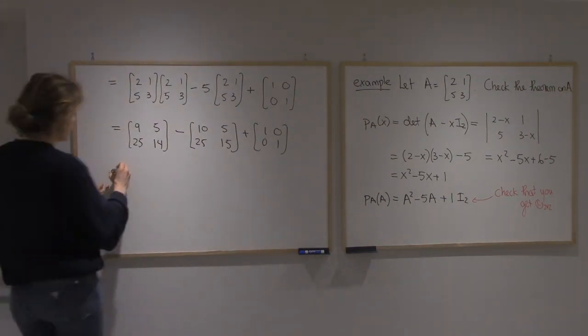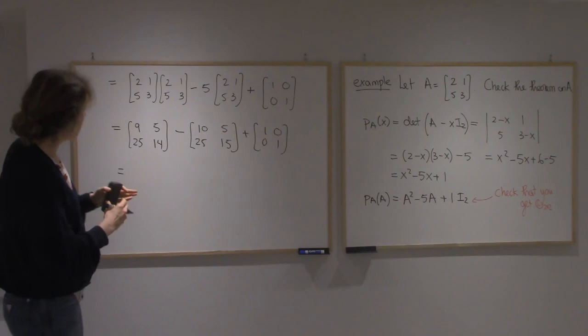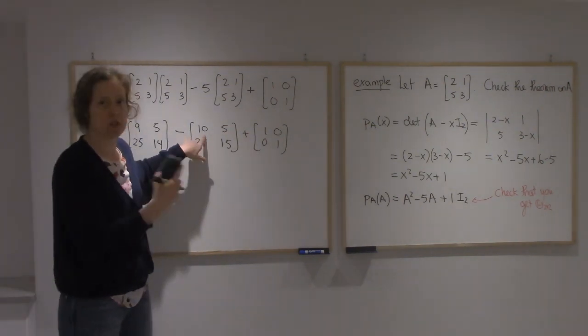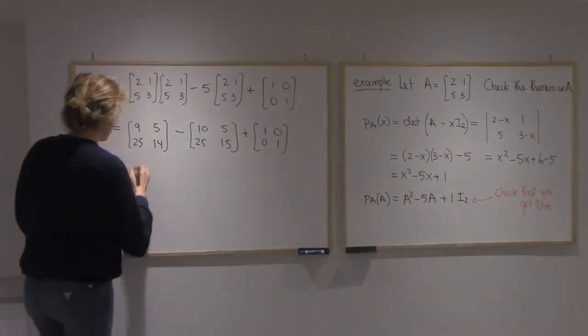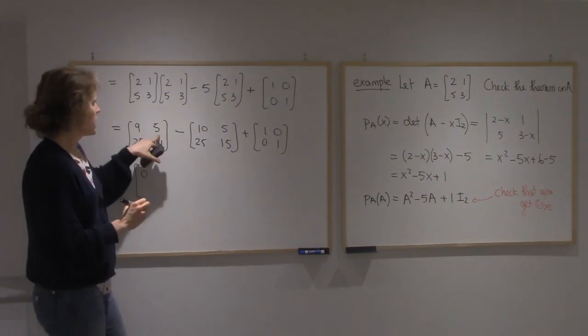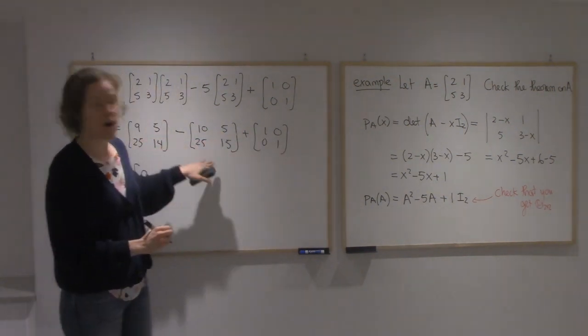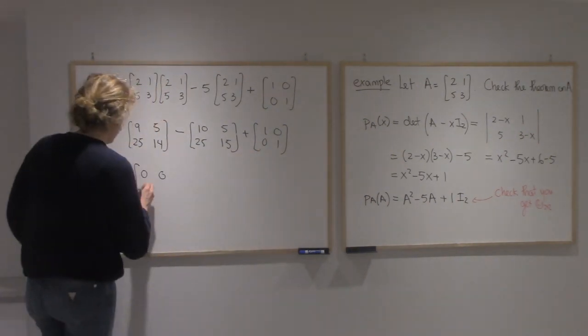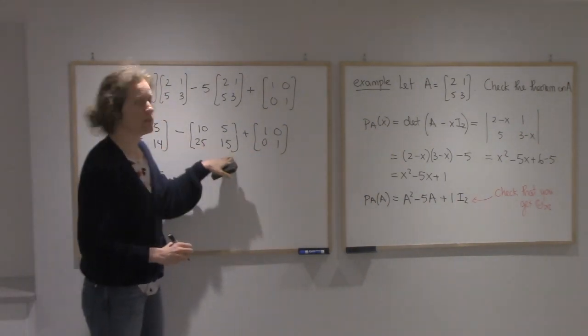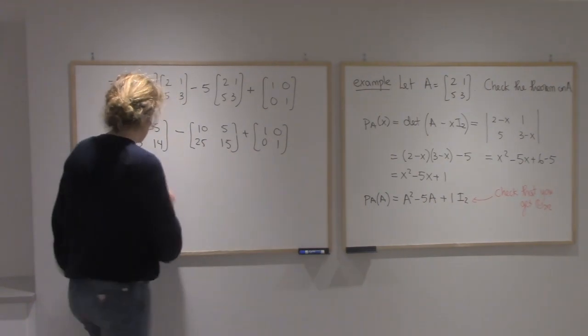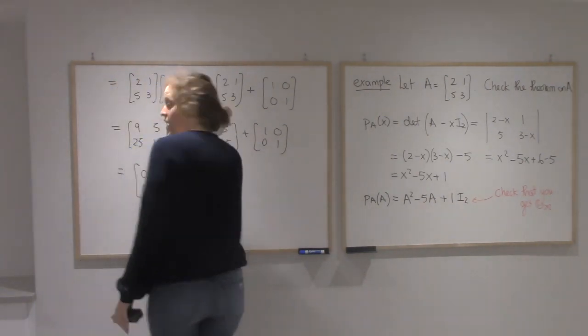Alright, so let's check each entry. For the top entry, I get 9 minus 10, which is minus 1, plus 1, I get 0. Then I get 5 minus 5 plus 0. 25 minus 25 plus 0. 14 minus 15, that's minus 1 plus 1. I do get 0.